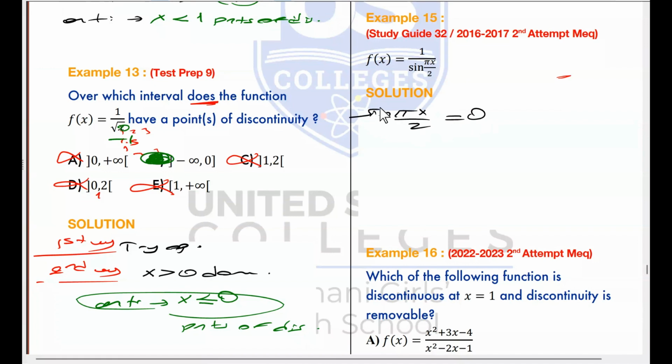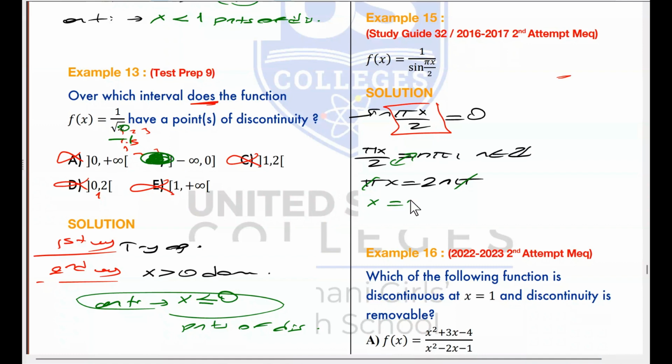Okay, remember, whenever sine is equal to 0, the angle, which is pi x over 2, is equal to n pi, where n is an integer, right? That's the rule. I need x alone. So let's do cross multiplication. So pi x equals 2n pi. Divide both sides by pi. Then x is going to be 2n, where n is an integer.